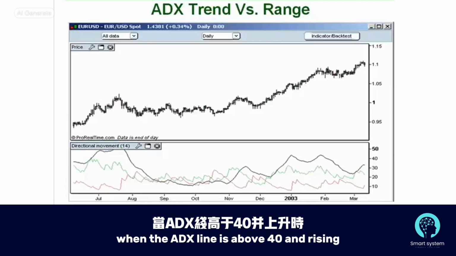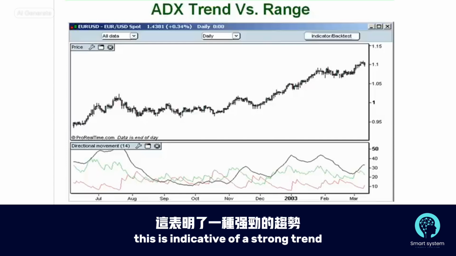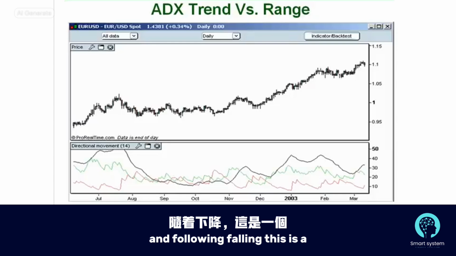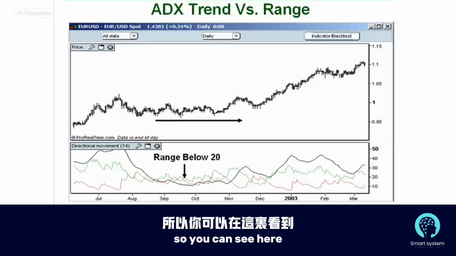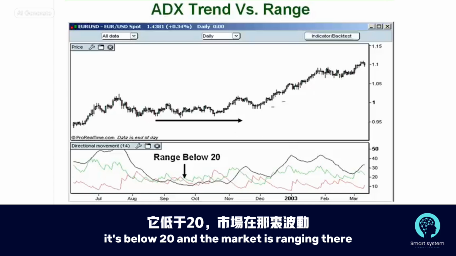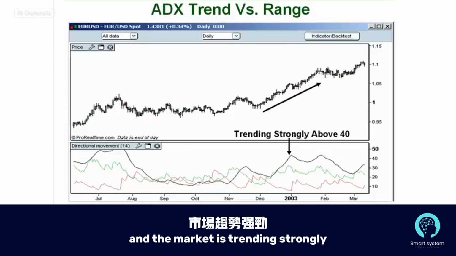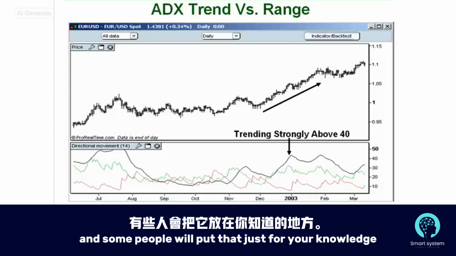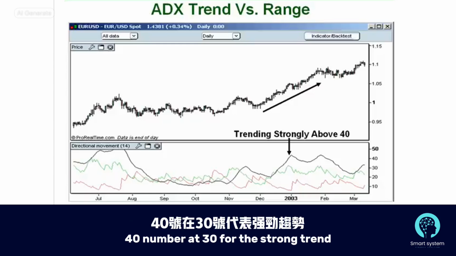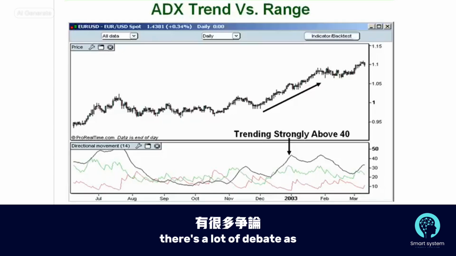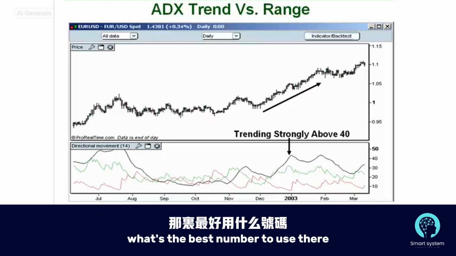When the ADX line is above 40 and rising, this is indicative of a strong trend, and when the ADX line is below 20 and falling, this is indicative of a ranging market. So you can see here, it's below 20 and the market is ranging there, and there it's above 40 and the market is trending strongly. Just for your knowledge, some people will put that 40 number at 30 for a strong trend. Some people say you can start looking to trade trends above 25. There's a lot of debate as to what's the best number to use there.